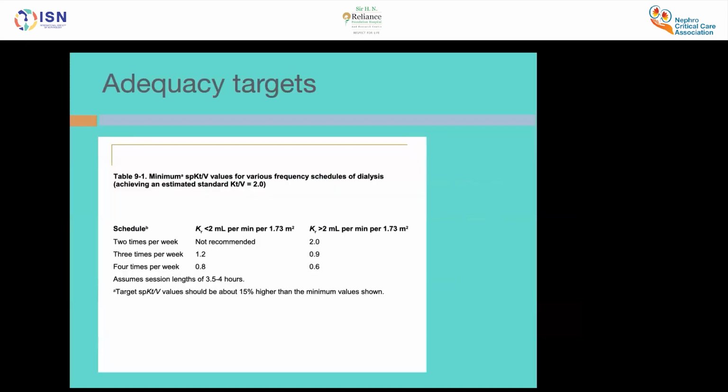The adequacy of hemodialysis depends on the schedule. Two times per week Kt/V is not recommended. Three times per week, we should target Kt/V of 1.2, and if four times per week, then we should target 0.8. The target single pool Kt/V values should be about 15% higher than the minimal values which are shown above.